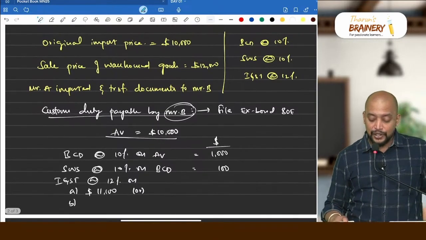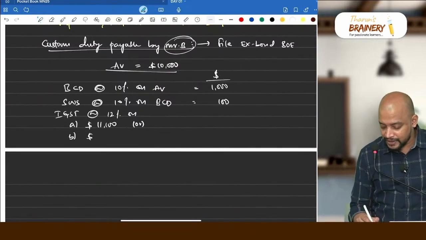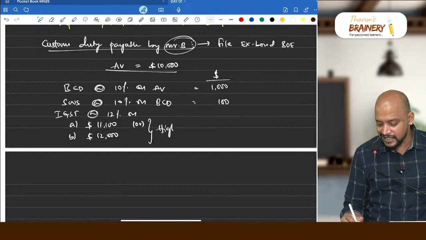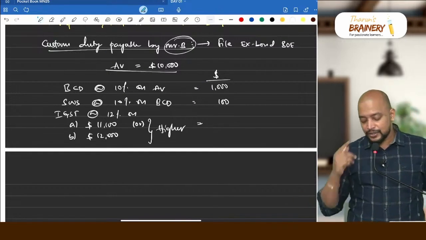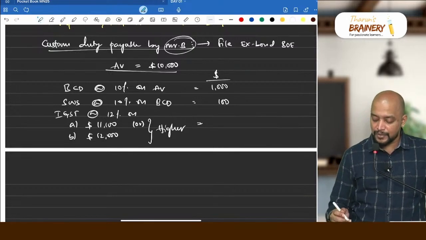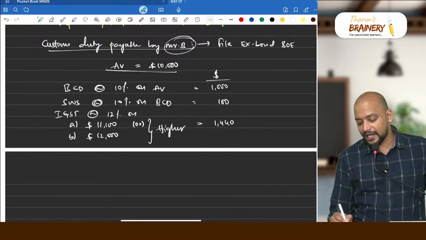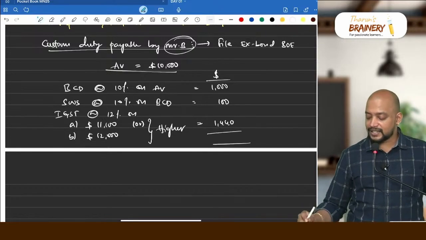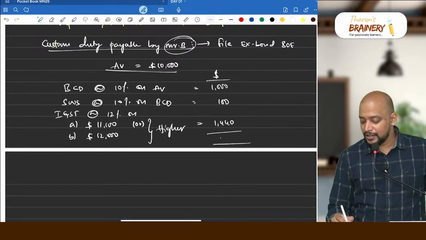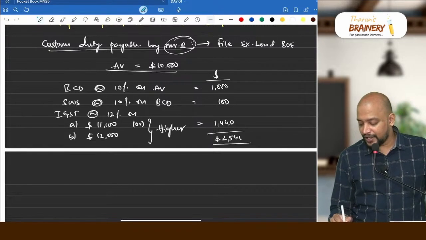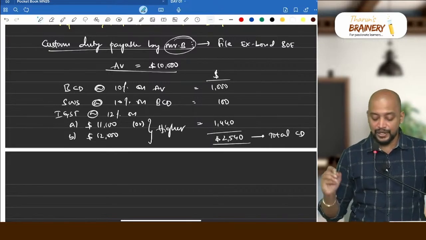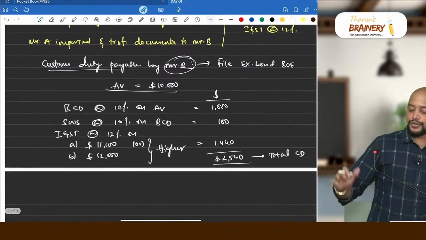What is the transaction value of these goods? $12,000. 11,100 or $12,000, whichever is higher, that should be taken. So, therefore, 12,000 into 12% will come to 1,440. This will be taken as the customs duty payable. 1,440 plus 100 plus 1,000, that will be 2,540 taken as total customs duty payable. This is when the warehouse goods are sold.